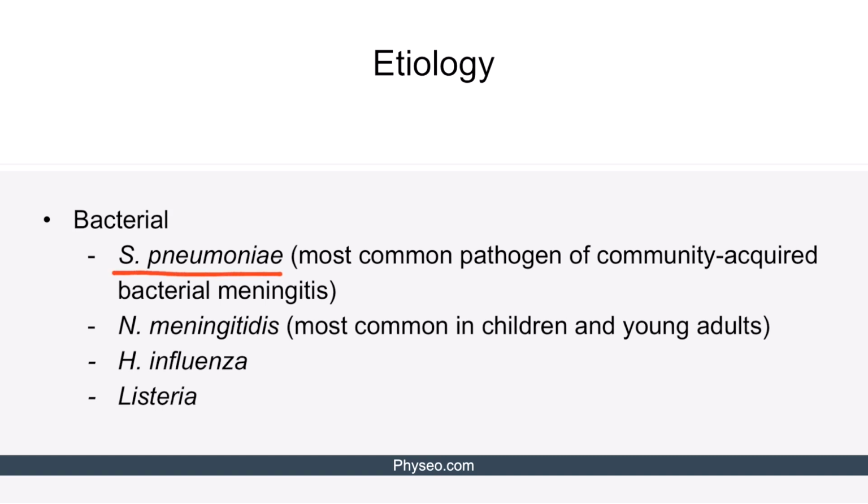Now, meningitis is commonly caused by bacterial pathogens. Streptococcus pneumoniae is the most common pathogen of community-acquired bacterial meningitis. Neisseria meningitidis is the most common pathogen of bacterial meningitis in children and young adults. And other common ones to know are H. flu and Listeria. So if you're just thinking in general terms, strep pneumo is the most common.